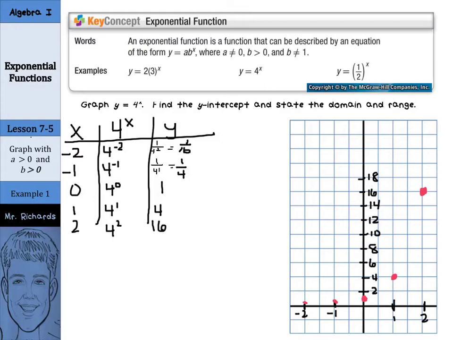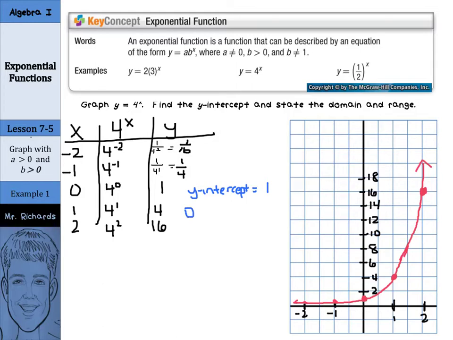Now, as we graph this, we're very, very close to the x-axis in the negative numbers, and then we just kind of shoot up here as we get closer to 2, like this. It looks like we're growing exponentially. But before we get to that, let's make sure we get our y-intercept and our domain and range. For our y-intercept, where our graph crosses the y-axis, well, it crosses the y-axis here at 1. So we can say our y-intercept is 1.